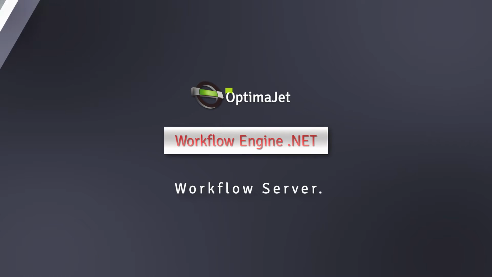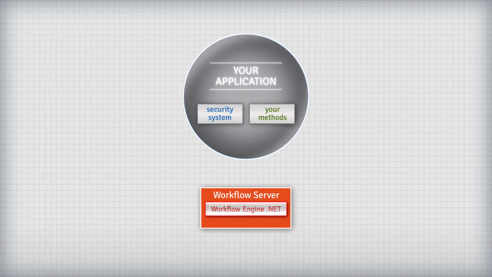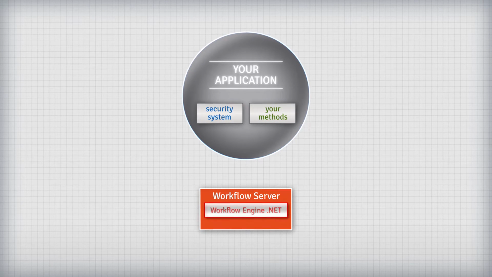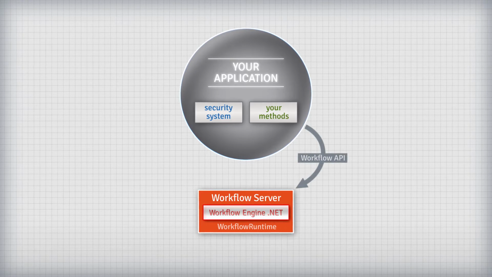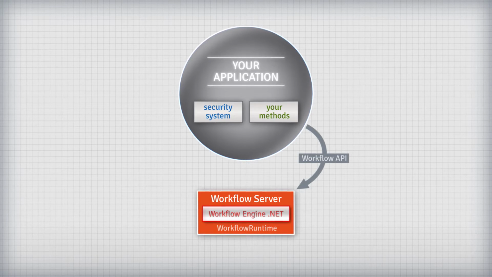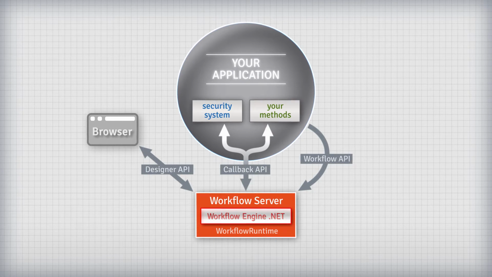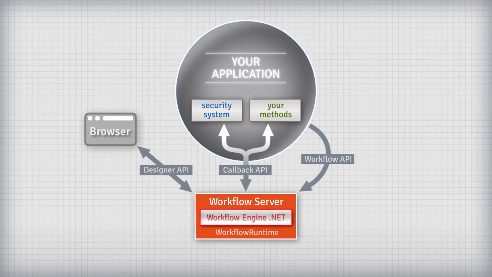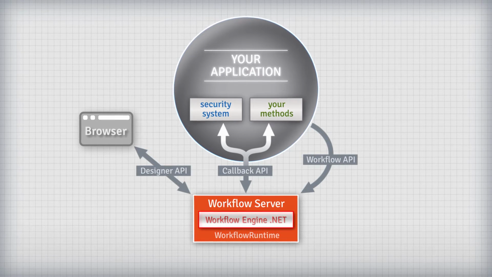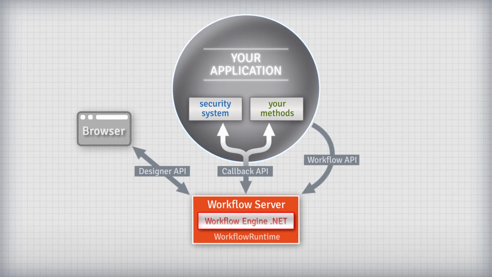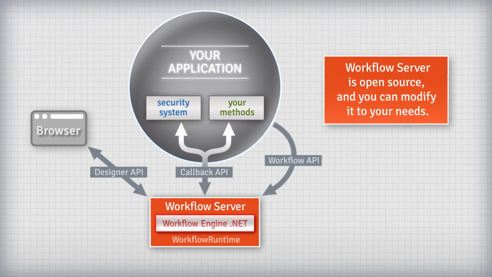Workflow Server. If you want to deploy WorkflowEngine.net outside your application, you can use Workflow Server. It is a separate HTTP service that contains workflow runtime. There are 3 types of API. Workflow API implements basic operations from workflow runtime. Designer API implements the designer's server interface. Callback API used to call external methods such as external implementations of iWorkflow Rule Provider, iWorkflow Action Provider, etc. Calls use HTTP POST. Workflow Server is open source and you can modify it to your needs.